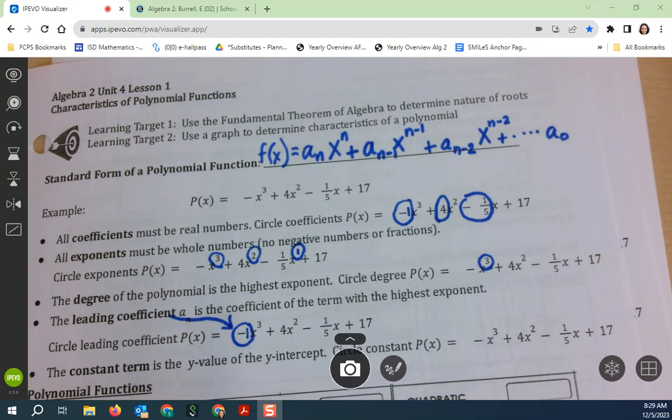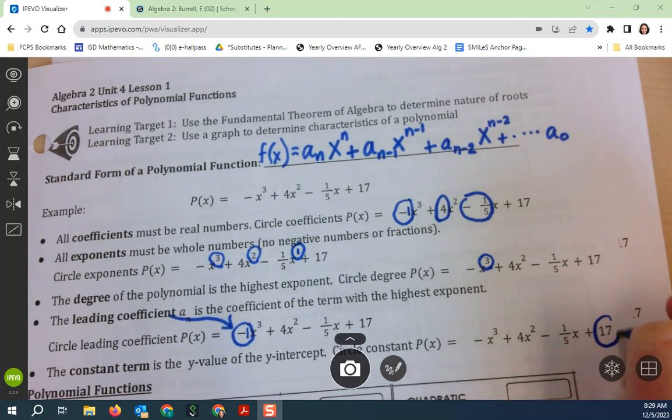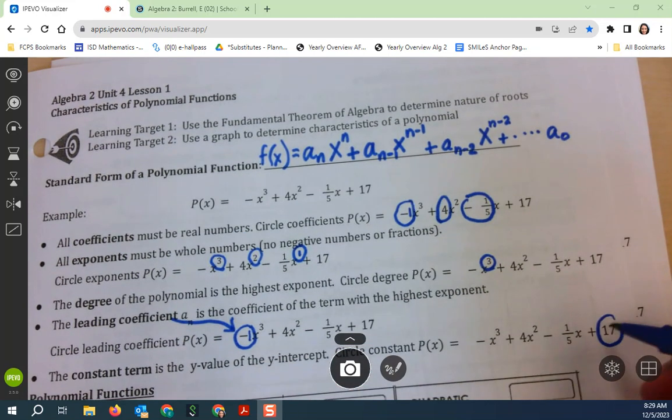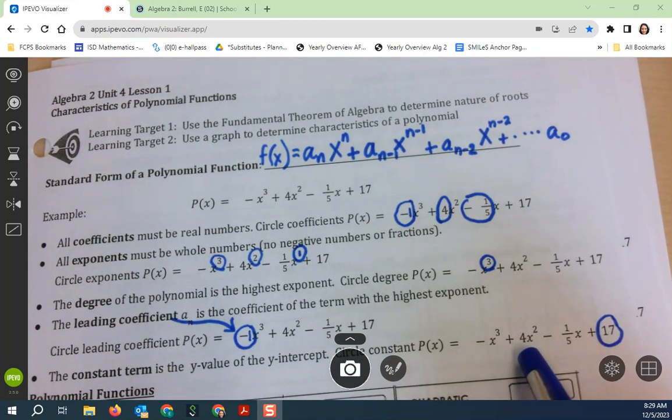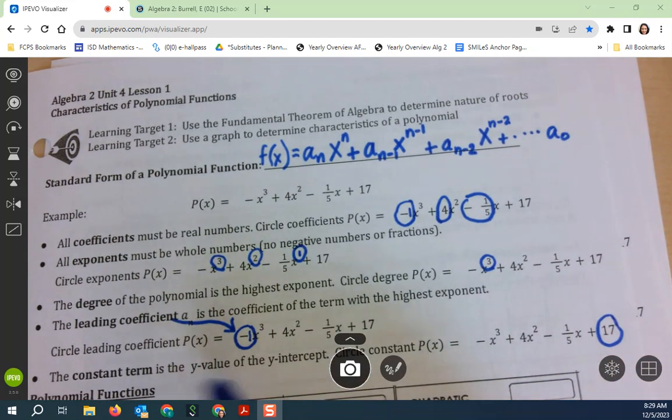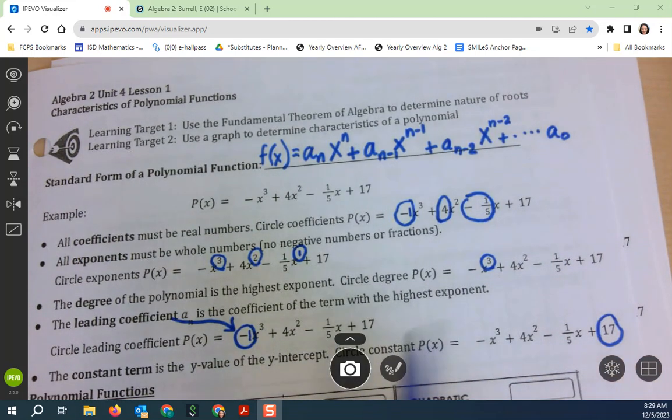And then the constant term is the one that doesn't have an x. So that would be what number? 17, good. And it is the y value of the y-intercept. And the reason is because when you find your y-intercept, you put 0 for x. So if I put 0 here and here and here, I'm just going to be left with a 17. So it is the y value of the y-intercept.